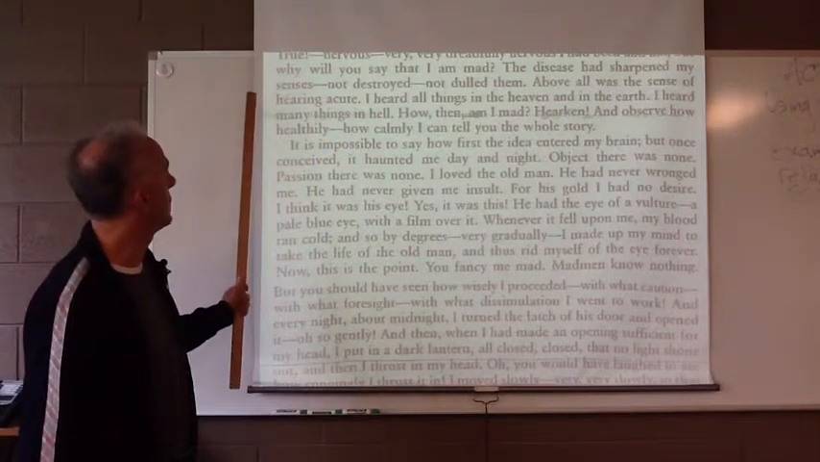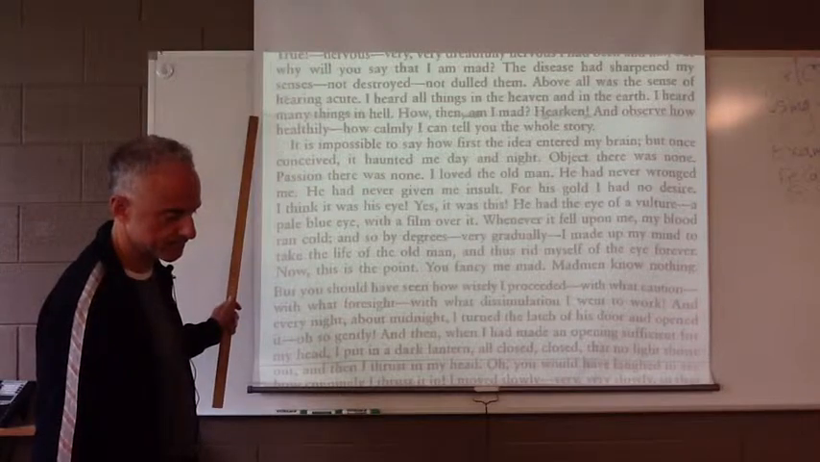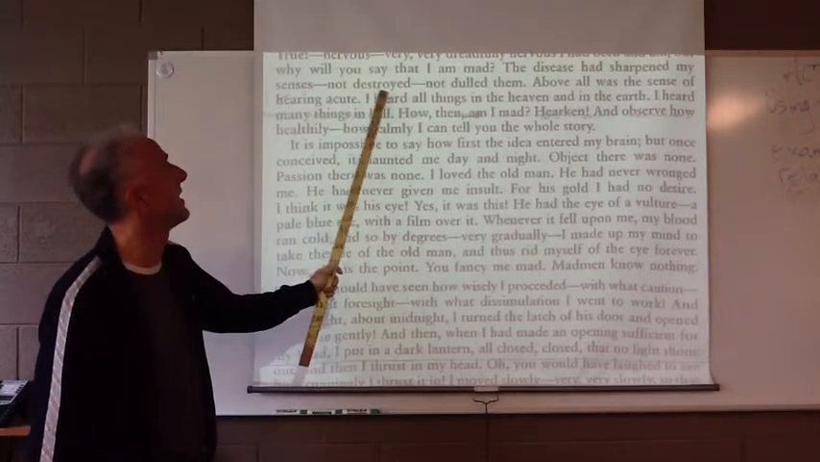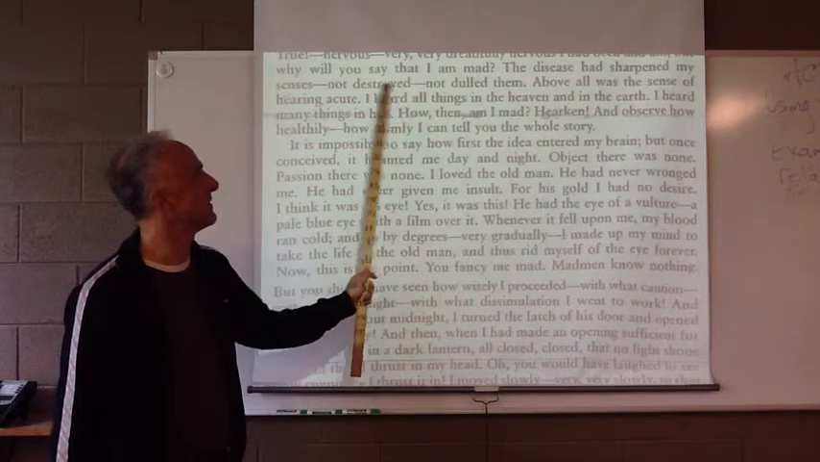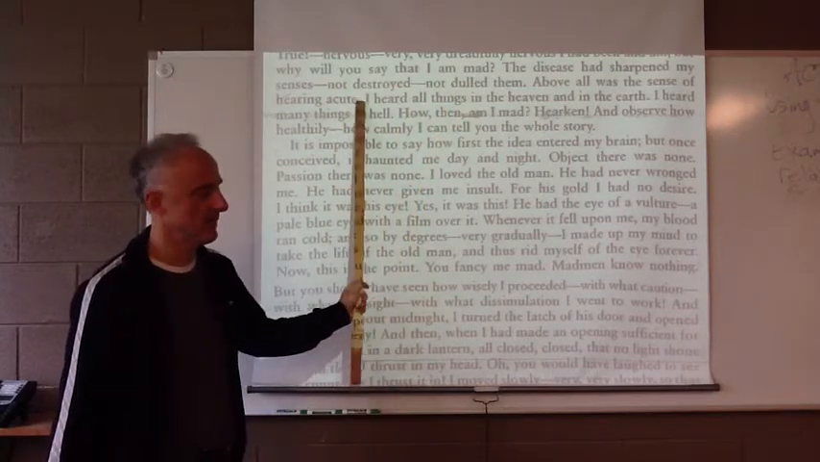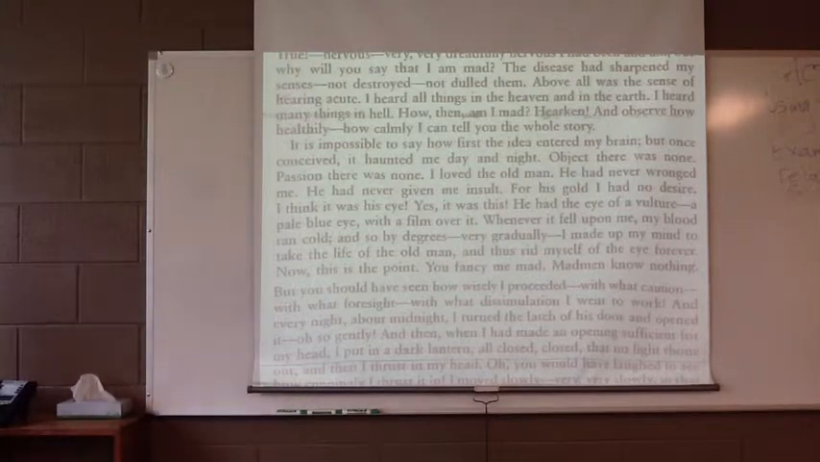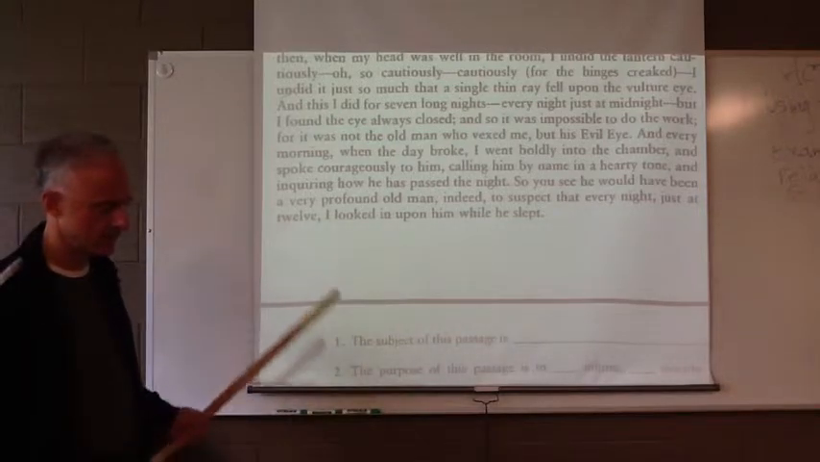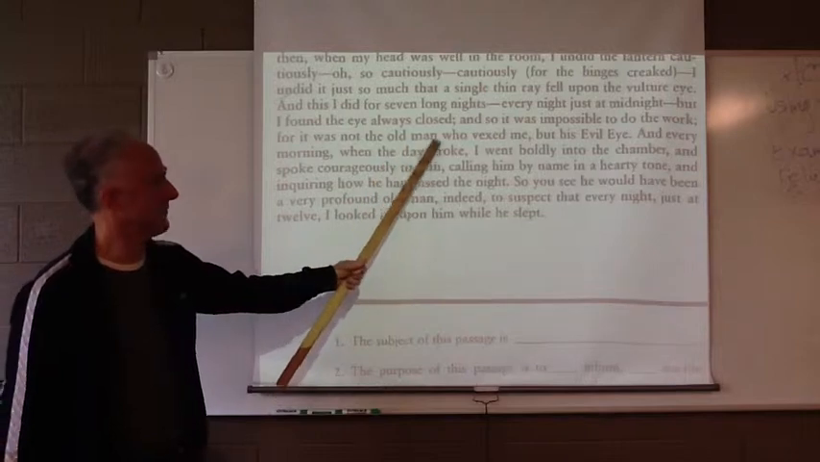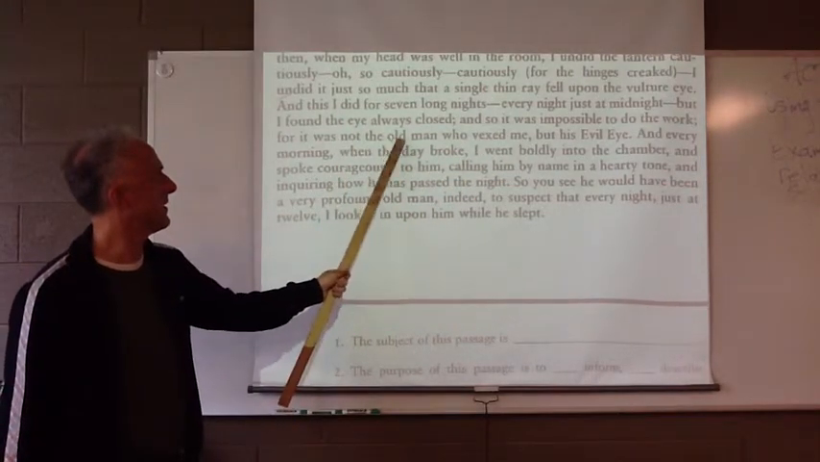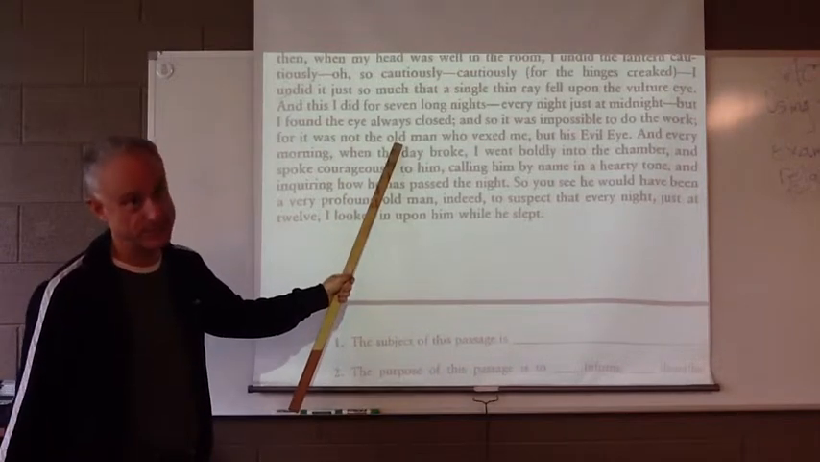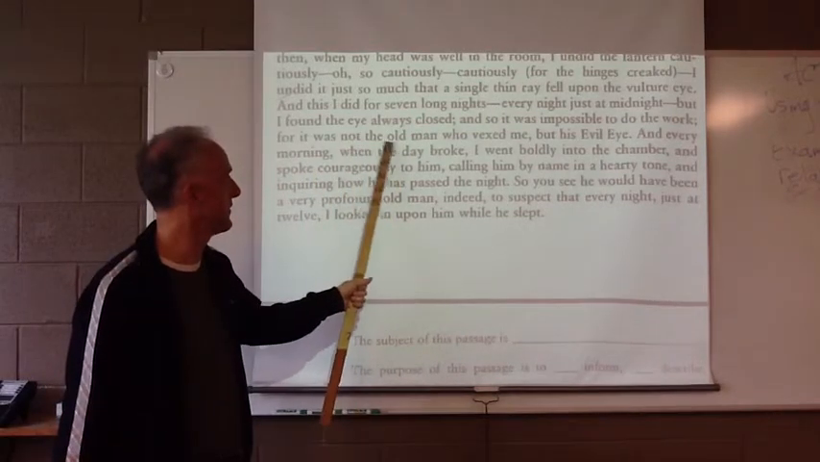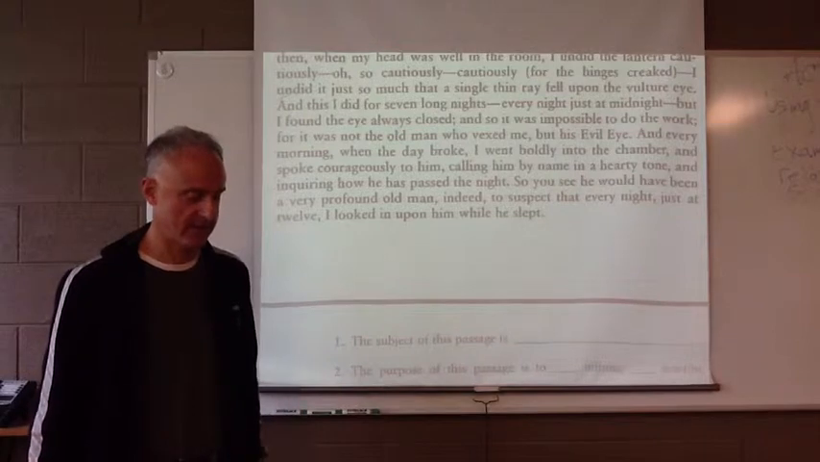But so when we have the disease had sharpened my senses, not destroyed, not dulled them. This is an understatement. This is a version of litotes. And then we have it way below. We have it, for it was not the old man who vexed me, but his evil eye. So we have like two negatives there. Old isn't always negative, but they are the only litotes examples, and the notes say there are litotes here, and these are the only ones that are close to that. So we do have litotes.